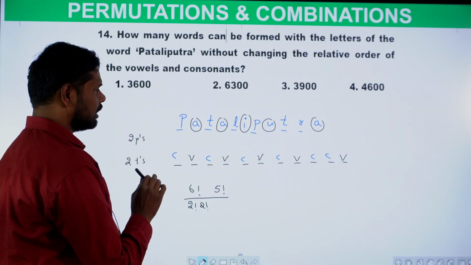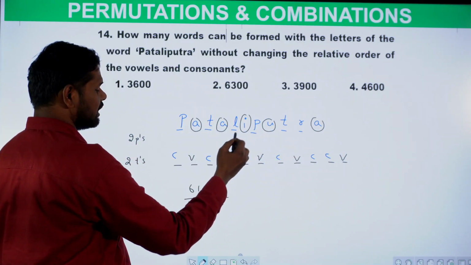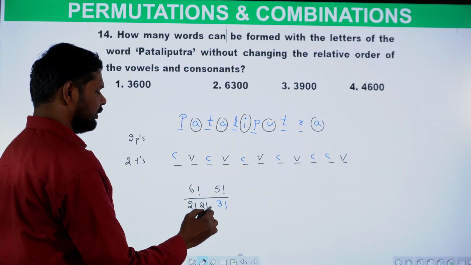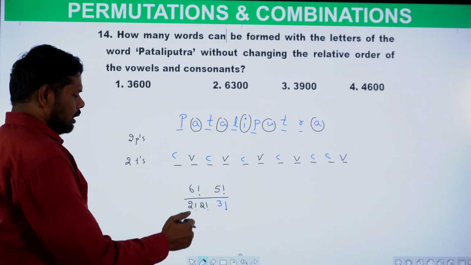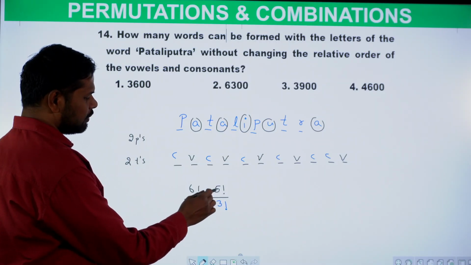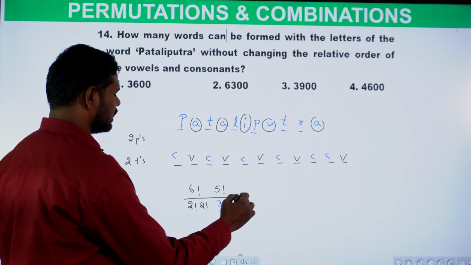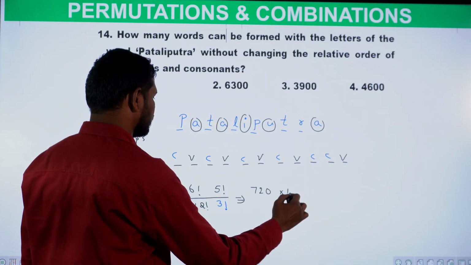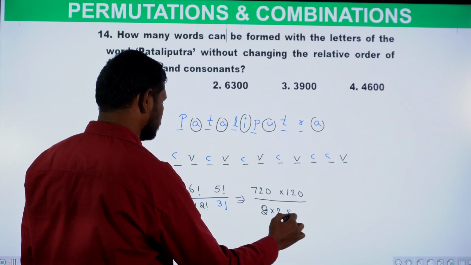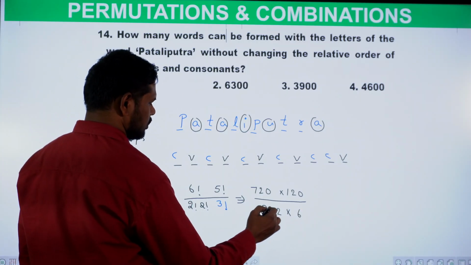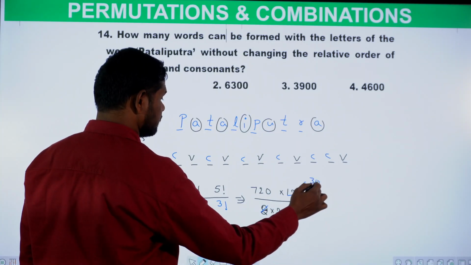Next, observe the vowels: A, I and U are different, but 3 A's are there, so I write 3 factorial. So consonants can be arranged in 6 factorial by 2 factorial into 2 factorial, and vowels can be arranged in 5 factorial by 3 factorial. 6 factorial means 720. 5 factorial means 120, divided by 2 factorial, 2 factorial is 2, and 3 factorial is 6. So 2 ones are 2, 60s, 2 ones are 2, 30s, 6 ones are 6, 5s.